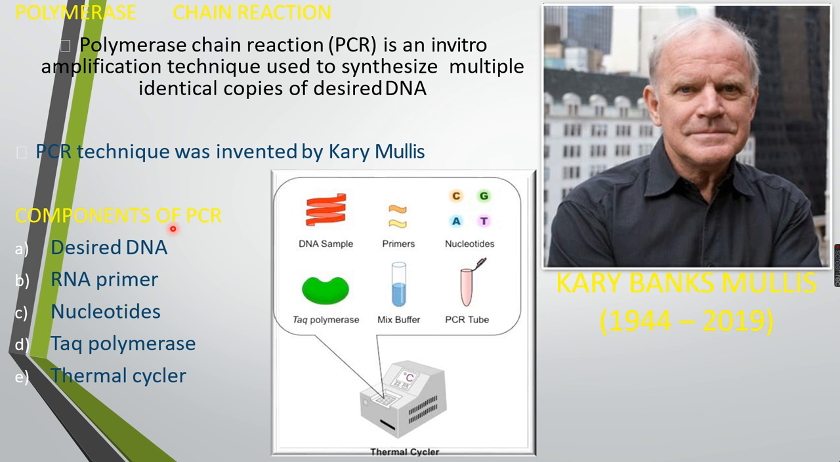PCR technique: what are the components? If we want amplification or multiple identical copies of the desired DNA, we need the desired DNA, primer, nucleotides, Taq DNA polymerase enzyme, and a thermal cycler instrument. The DNA sample is the desired DNA; the primer activates or initiates the function; and the various nucleotides are the nitrogenous bases cytosine, guanine, adenine, thymine. Then Taq DNA polymerase, and we need the buffer solution.